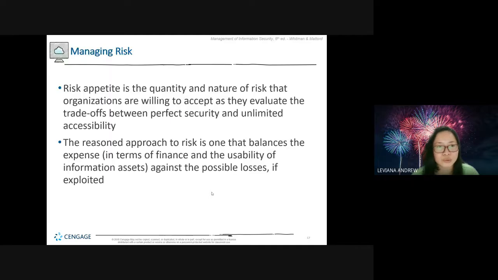So we go to managing risk. What is risk appetite? It is the quantity and nature of risk that organizations are willing to accept as they evaluate the trade-offs between perfect security and unlimited accessibility.